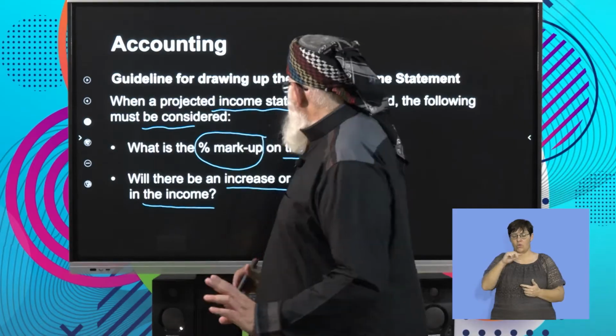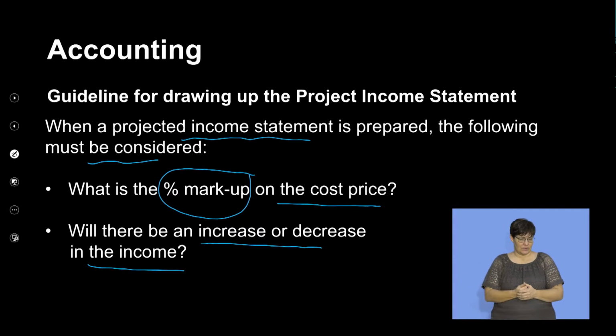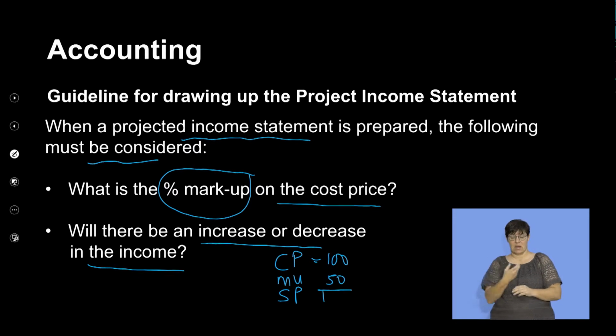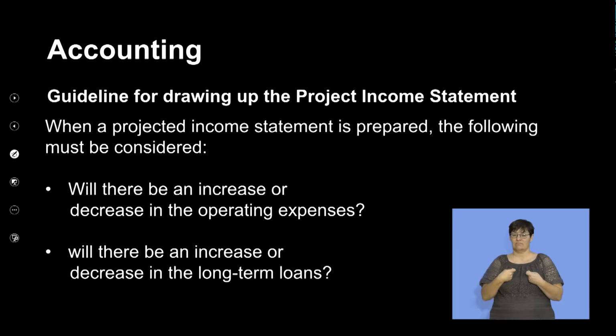Because remember, when you're calculating, just to show you your calculation, and you should remember this, your cost price, your markup, and your selling. Your cost is 100, your markup is 50, therefore your selling is 150. So we use this in order to determine what will be the percentage markup on the cost price. The next thing that you look at is, again remember, these are all considerations that we make when we are preparing the projected income statement.